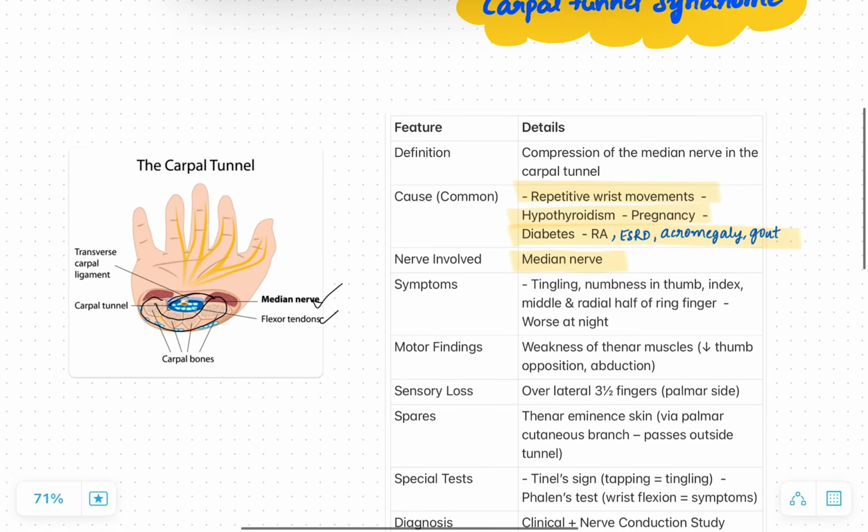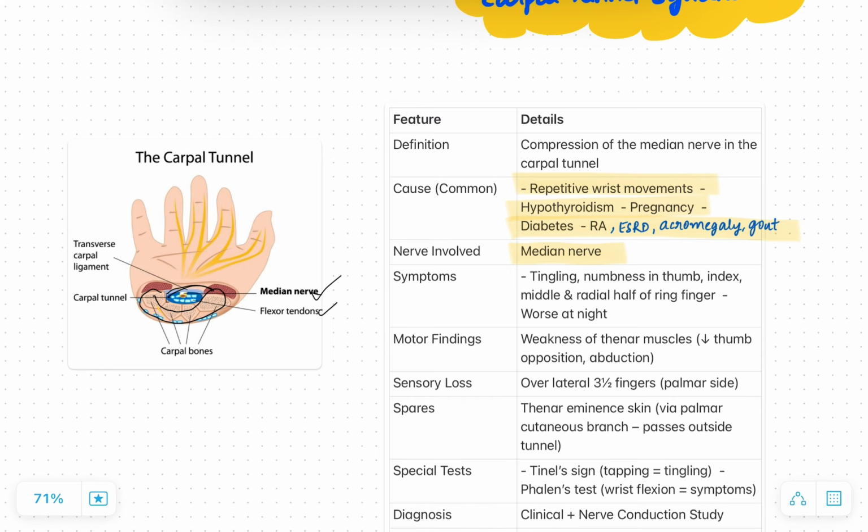So the symptoms are tingling and numbness in the thumb, index, middle and radial half of the ring finger, and these are worse at night. So these are the areas which are supplied by the median nerve. So these get the tingling and numbness sensation. The motor findings are weakness of the thenar muscles, that is, decrease in thumb opposition and abduction, and sensory loss over the lateral 3.5 fingers on the palmar side.